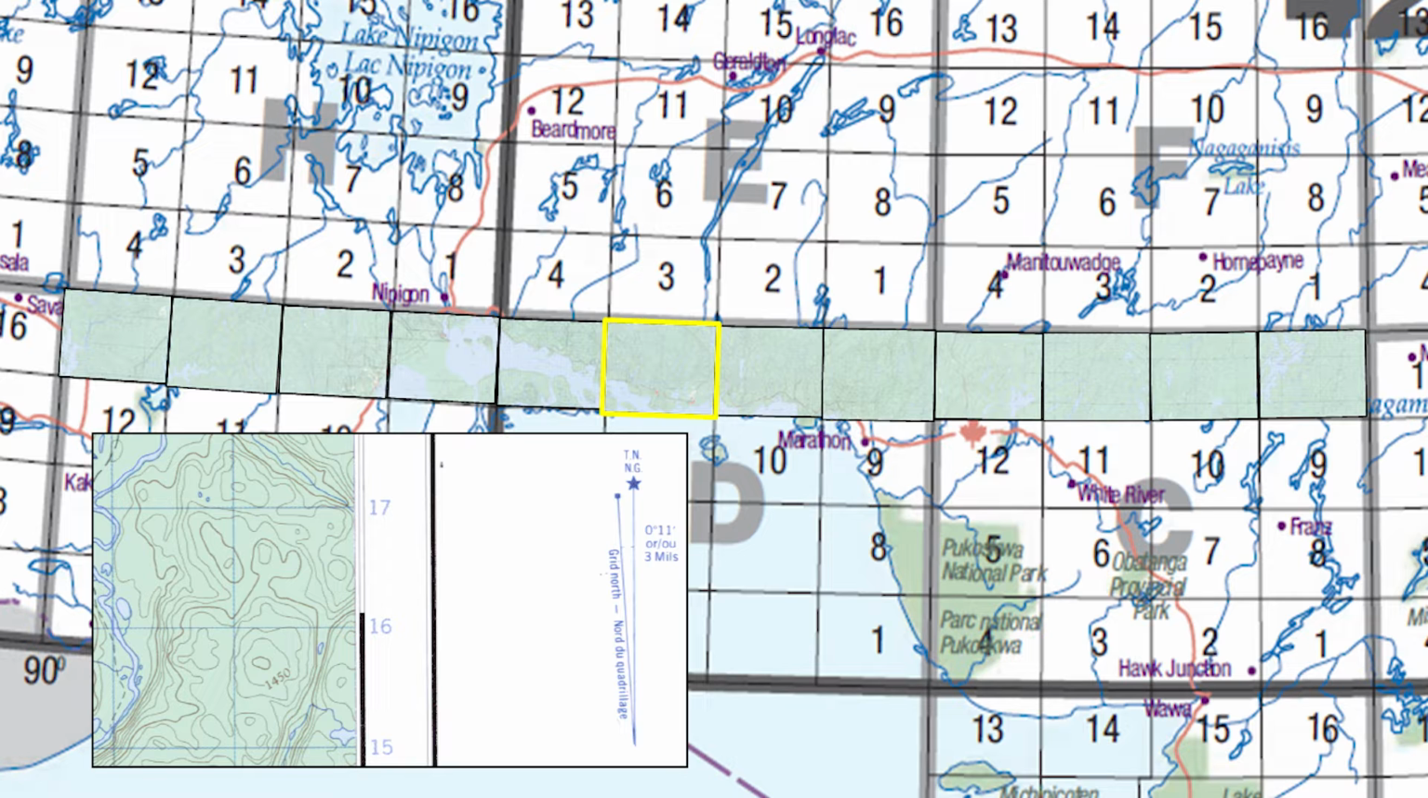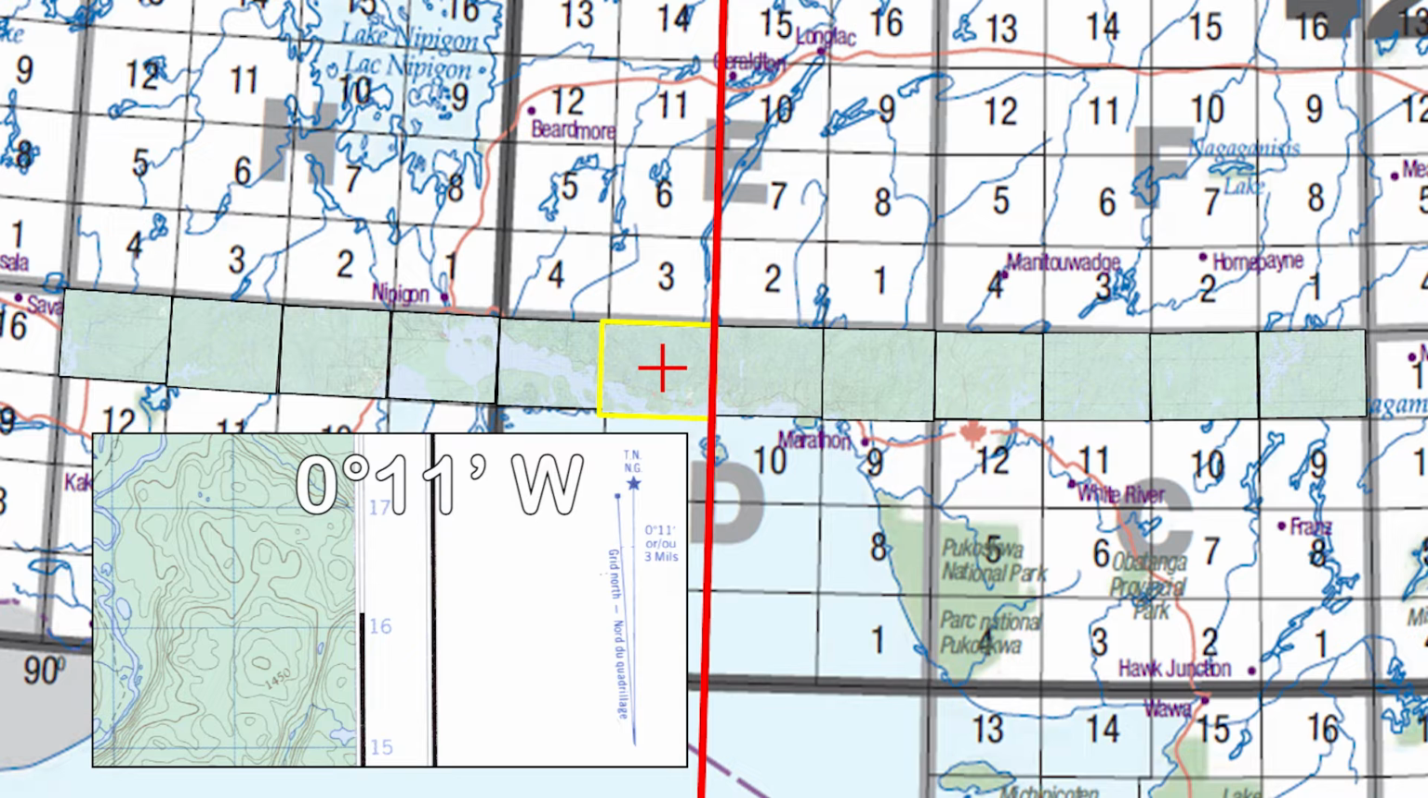In this diagram, grid north differs from true north by 0 degrees 11 minutes. It's close to 0, it's close to pointing to true north, but it's off a little bit. What's going on here? This map is adjacent to the central meridian. Well, the diagram references the center of the map. That's why it's off by 11 minutes.